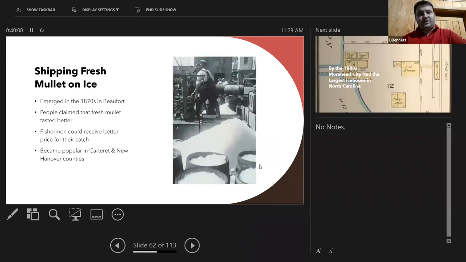So also there's a whole concept of shipping mullet fresh on ice that came into play in the 1870s in Beaufort. And people decided that they liked fresh mullet a lot more than salted mullet, and the fishermen were able to get a better price for it. And it became really popular in Carteret and New Hanover counties.